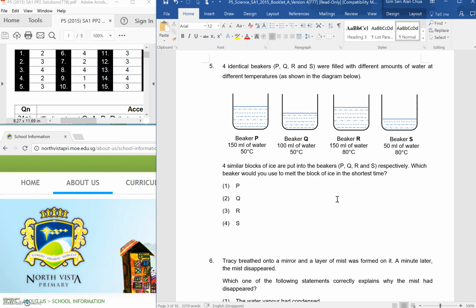Alright, we want it to be the shortest possible time. Let's think, which means we want temperature to be high. Right, and that gives us eliminating these two. We have our R and S, 150 ml of water and 50 ml of water. So to melt something fast, we want to have more water so that there's more water in contact with the surface of the ice, and in that case we choose 3, R, to be the answer. So our number 5 is 3.